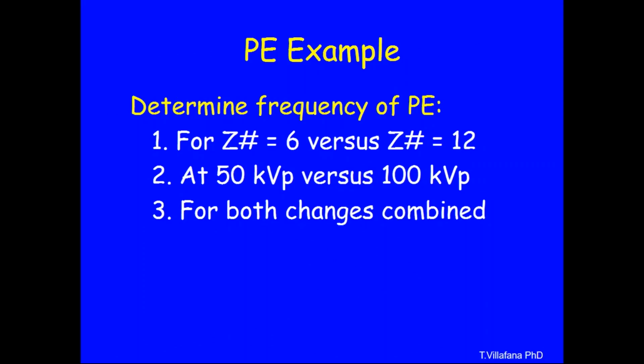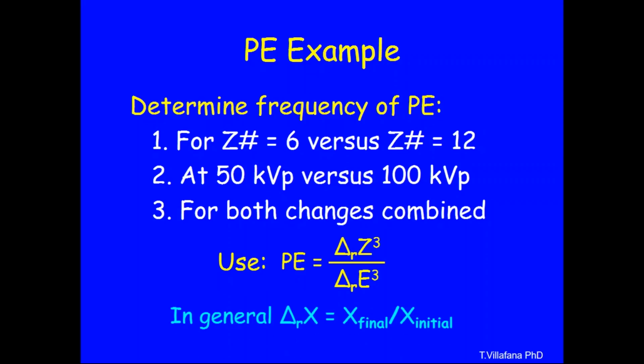So here's an example. We're given atomic number Z of 6 versus a Z of 12. By the way, you don't have to remember it, but those are pretty much the difference between the soft tissues with atomic number 6 and bone with atomic number 12. But if you decide to go from 50 to 100, and well, first of all, let's take number 1. What if you change or compare 6 versus 12? What do you get using this relationship?